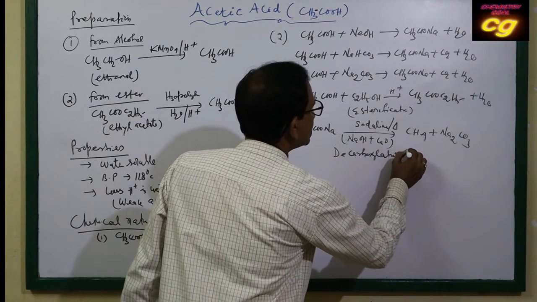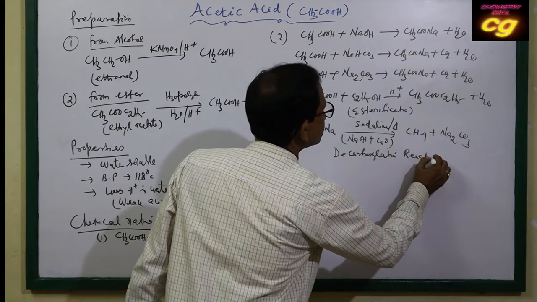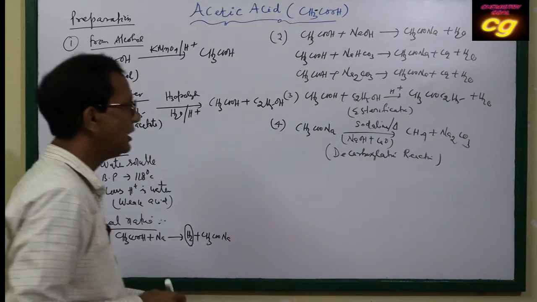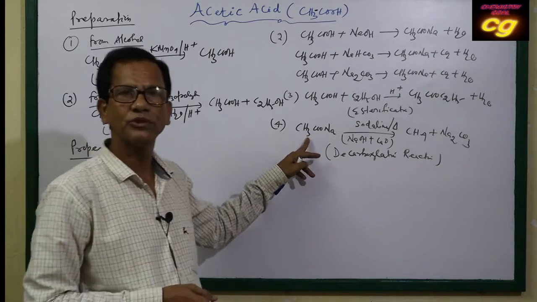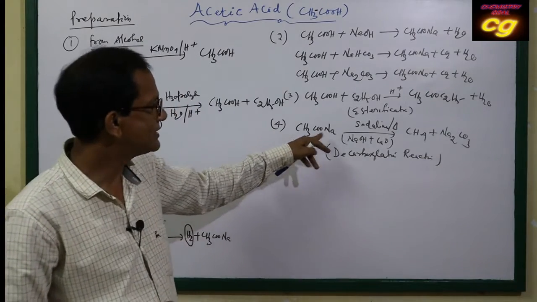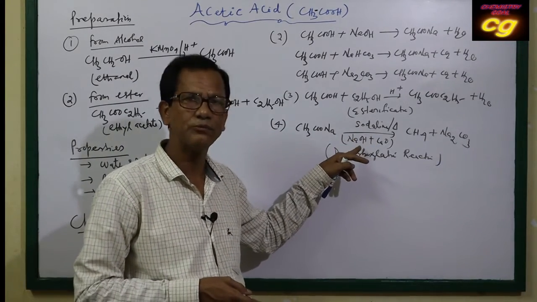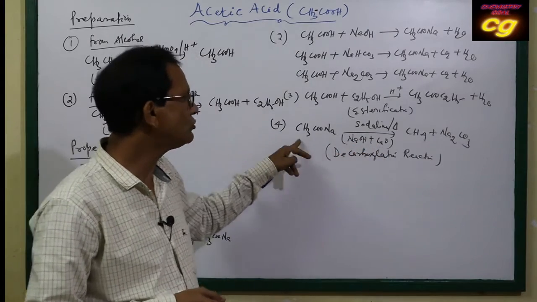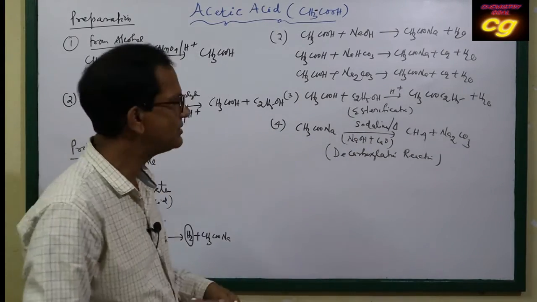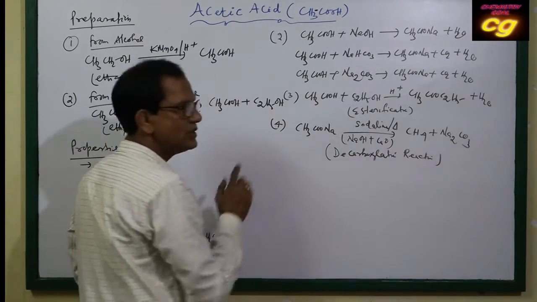Decarboxylation reaction. This is called decarboxylation. That means when the sodium salt of acetic acid gets heated in the presence of soda lime, which is a mixture of sodium hydroxide and calcium oxide, it produces a lower alkane. That means the alkane produced is a lower member.